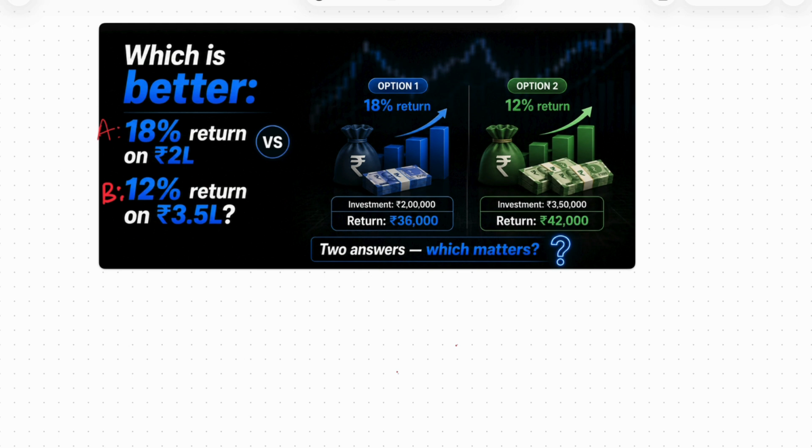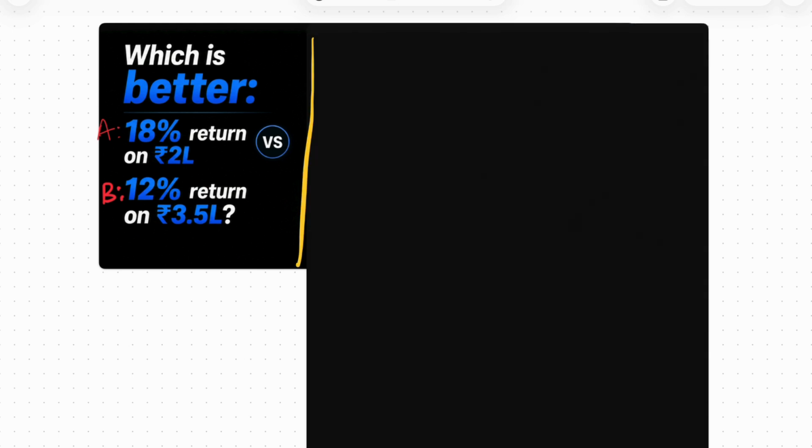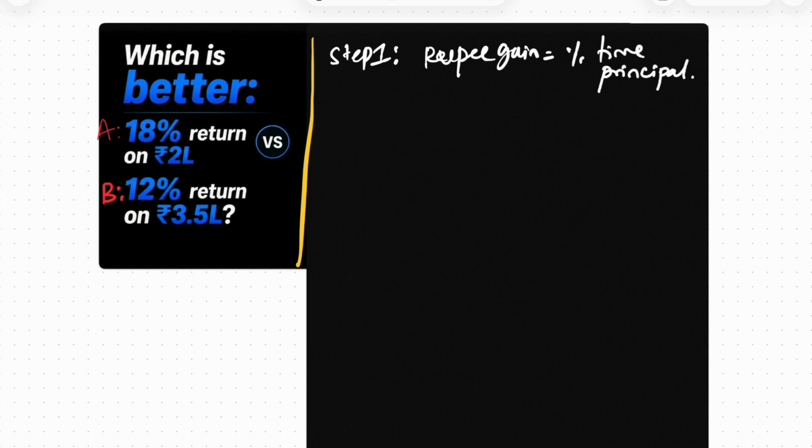We'll take a two-step approach here. Step one is the rupee gain formula, which is percentage times principal, and then you compare both the rupees and the percentages. Step two is you work through the numbers in this example.